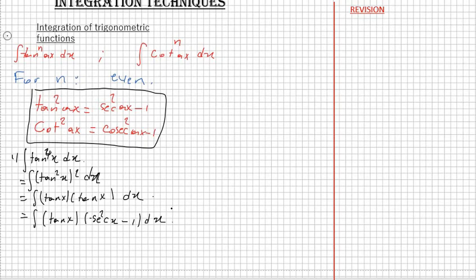So next I'm gonna do the substitution. If I say let u is equal to tan of x, then the derivative of u will be equal to sec square x dx, because when you derive tan you get sec square. So I can say that dx is equal to du over sec square of x.